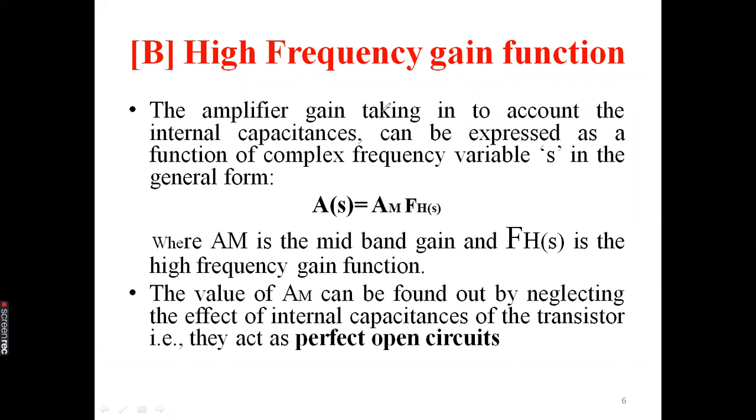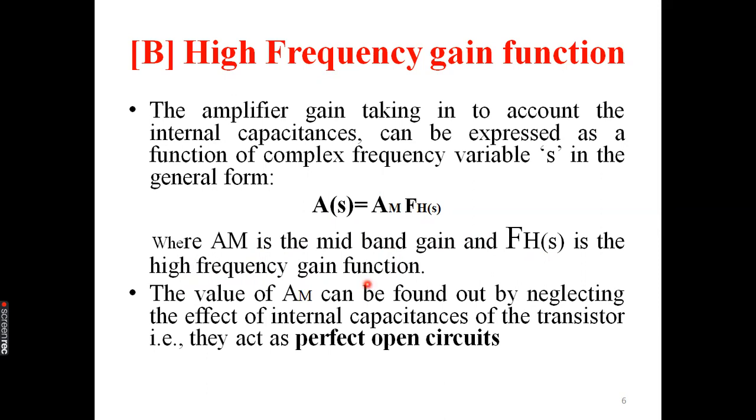AM I have already discussed. AM is called the midband gain. That is, midband gain means the gain associated with the amplifier till your cutoff frequency. Correct? What is midband gain? Midband gain is the AM, the gain of that amplifier till your cutoff frequency. That means that constant part is called AM. So that is multiplied by FH of S, where FH of S is called the high frequency gain function. Please note down the equation as well as the parameter names. AM is the midband gain and FH of S is the high frequency gain function.